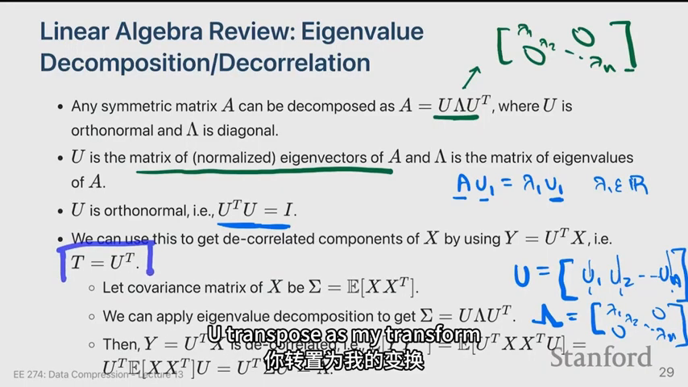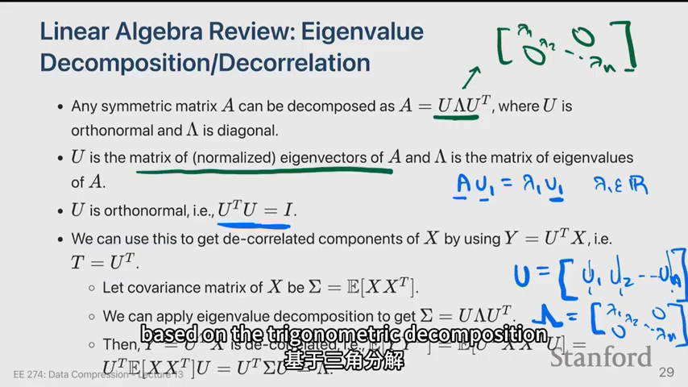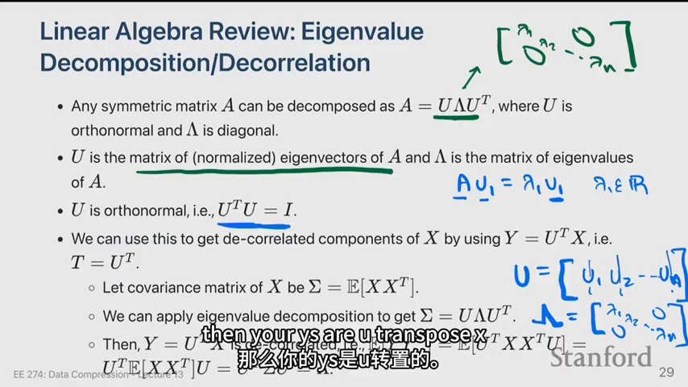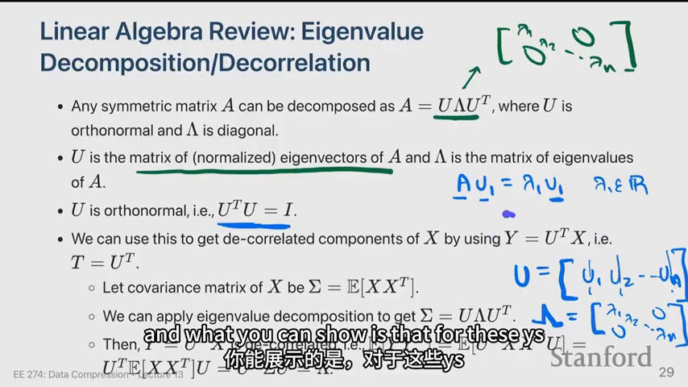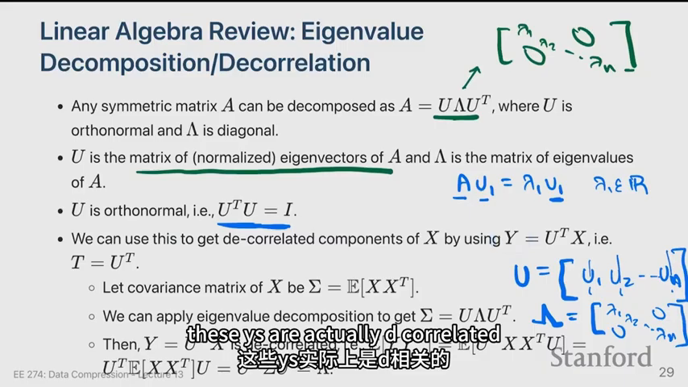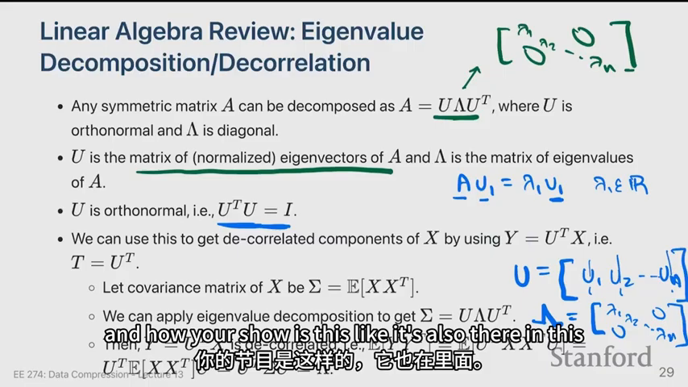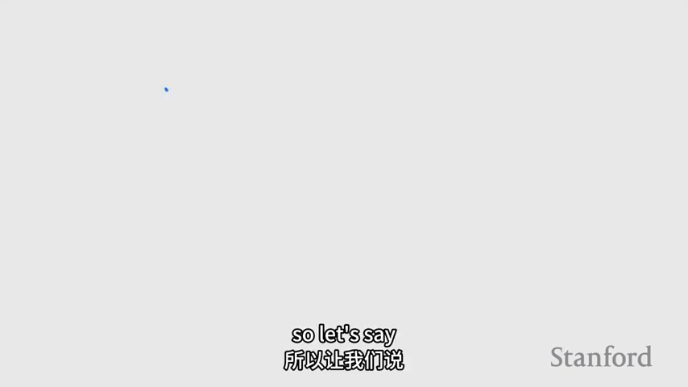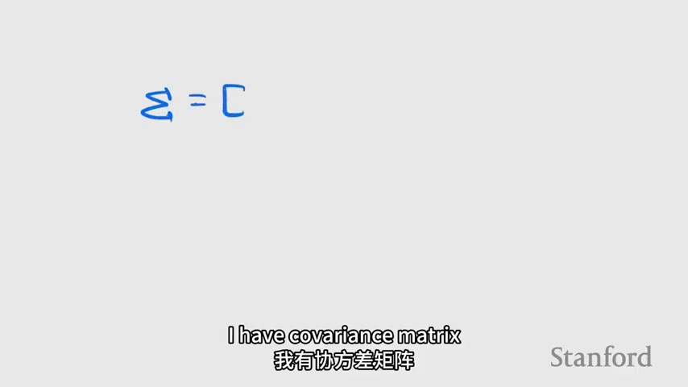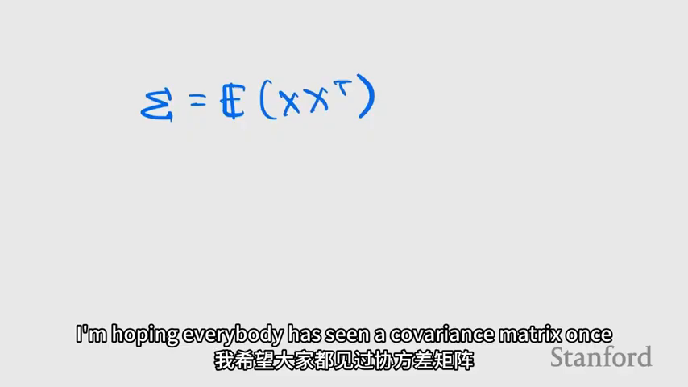So let's say I use U transpose as my transform, where I define my U based on this eigenvector decomposition. Then your Y's are U transpose X. Okay. And what you can show is that these Y's are actually decorrelated. And how you show this is also there in the slide. Let me just do it. So let's say I have the covariance matrix for X, which I'm going to call sigma. Okay, I'm hoping everybody has seen a covariance matrix once.